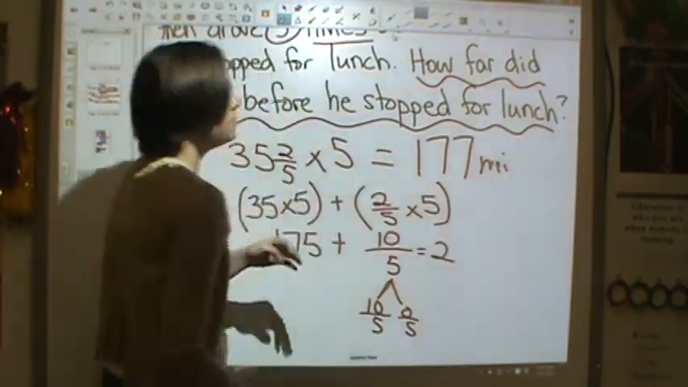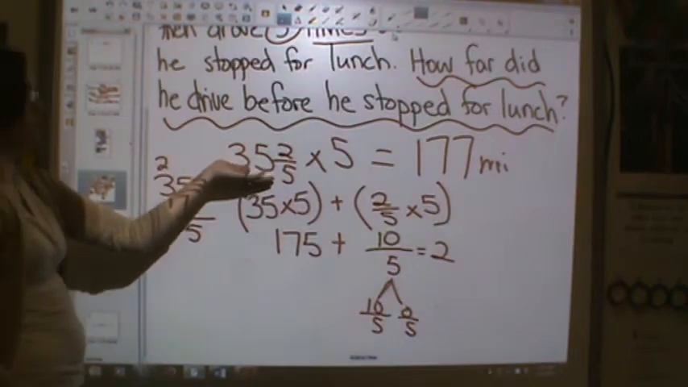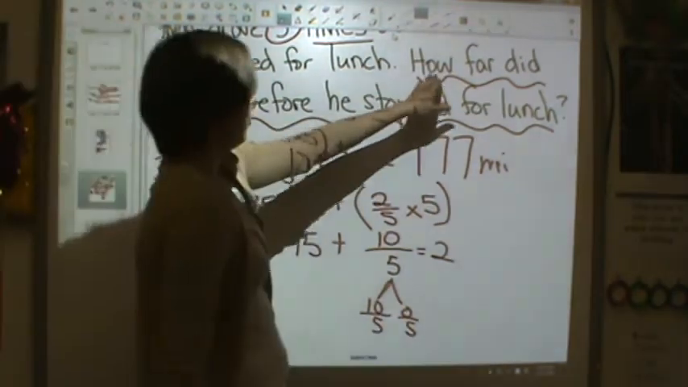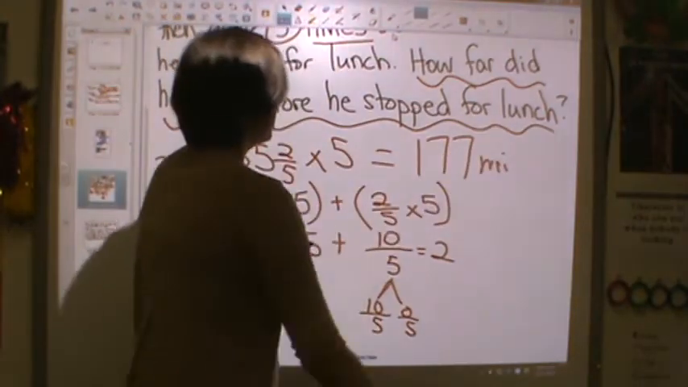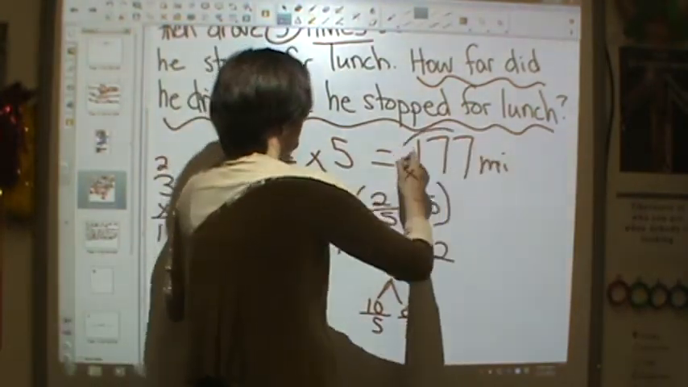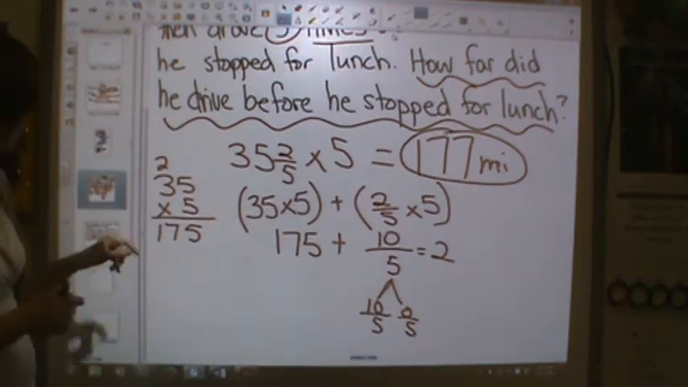But that's only before lunch. He also stopped 35 before breakfast. Remember, our question is, how far did he drive before he stopped for lunch? So you have 177 miles before he stopped for lunch.